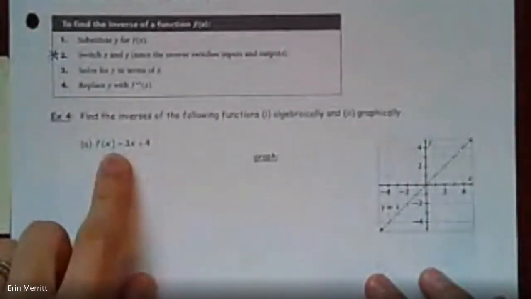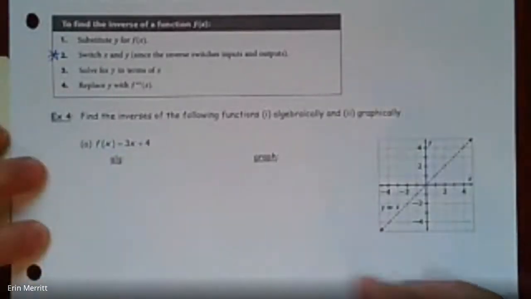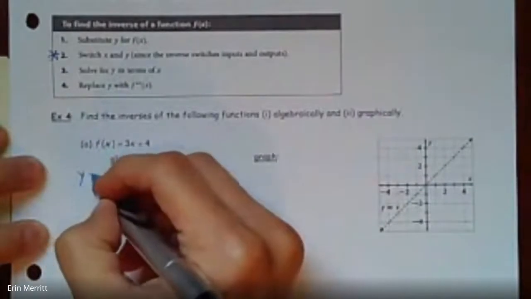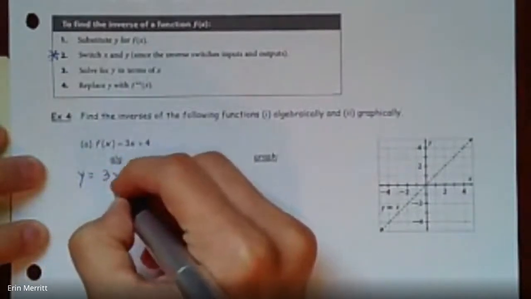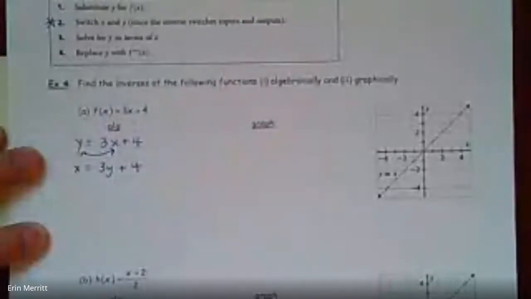Right? So we'll start with the line, or the function, excuse me, f of x equals 3x plus 4. So this is just a basic old line. So I want you to start by putting in place of f of x a y, and then we have y equals 3x plus 4. That's step one. Step two, switch the x and y: x equals 3y plus 4, and now we rearrange.